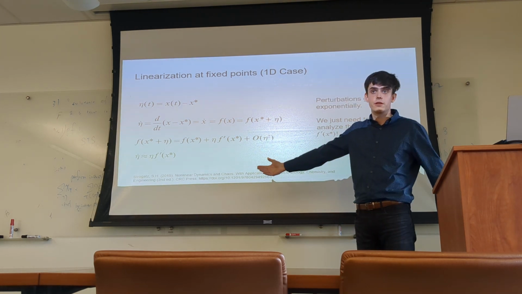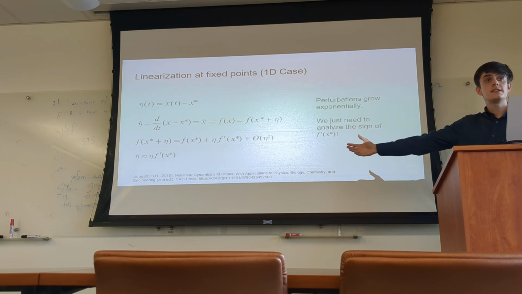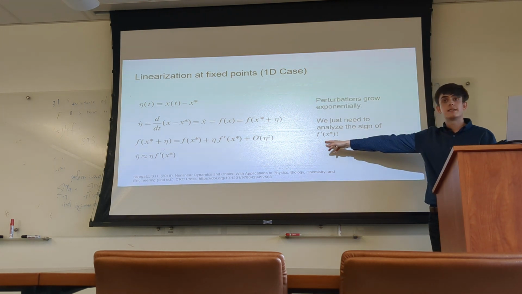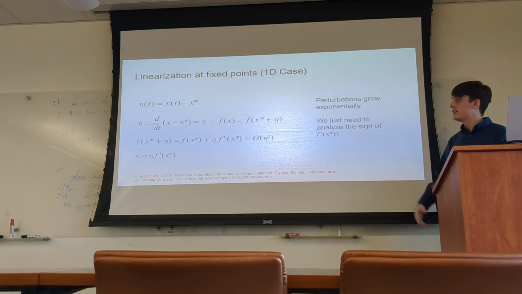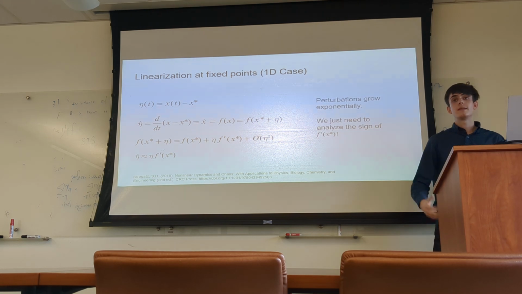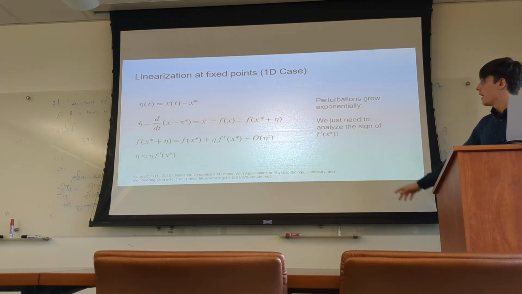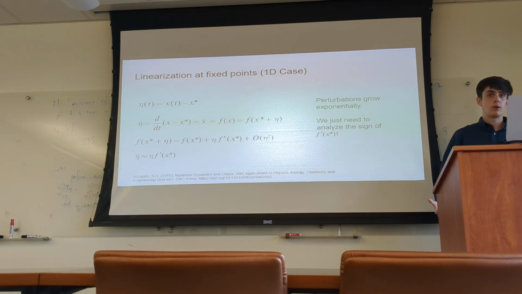If you're familiar with differential equations, this will give you an exponential answer. So the way we interpret this is that all we need to do is find the sign of f prime of the critical point. If this is negative, any perturbation decays. So that fixed point is thus stable. If this is positive, then all perturbations grow exponentially. And so that fixed point would be unstable.